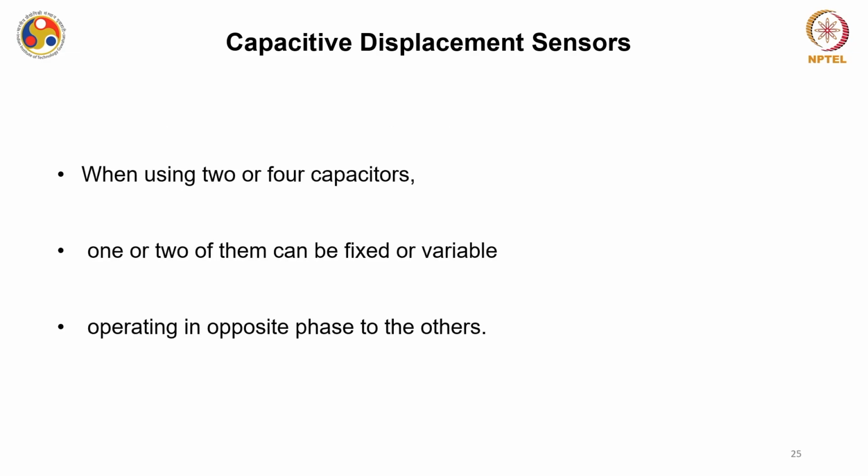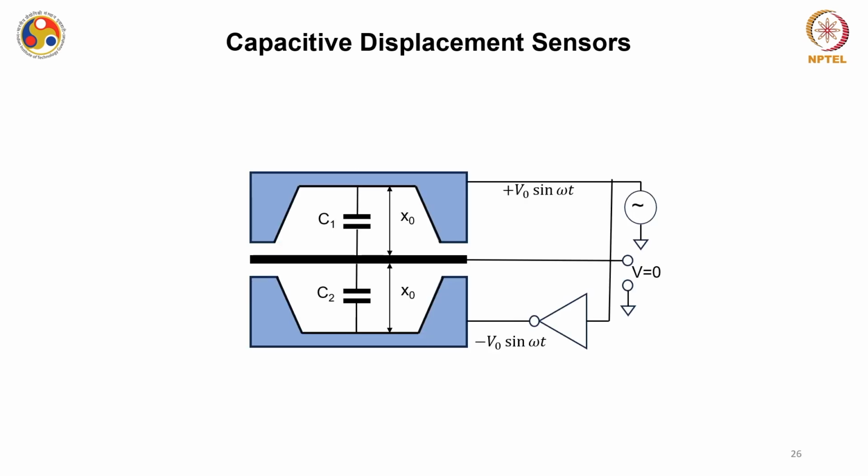Okay, so when using 2 or 4 capacitors, in a half bridge or full bridge kind of configuration, 1 or 2 of them can be fixed and the others can be variable. Okay, and they operate in opposite phase to each other. We will see this configuration with one example, which is very important for micro sensors.